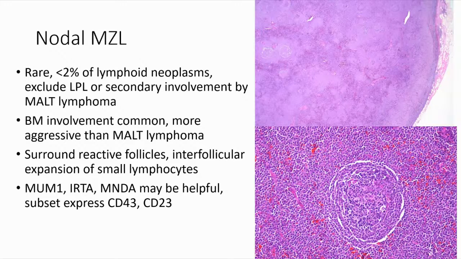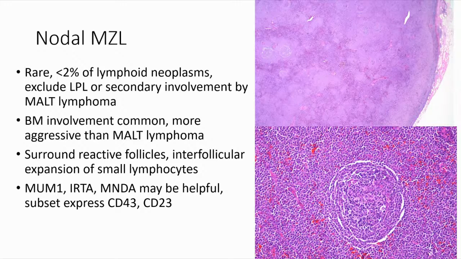And we see a little bit less of the monocytoid just around reactive follicles. You have an intrafollicular expansion of small lymphocytes. And this is where you could potentially get into the differential of a follicular lymphoma versus marginal zone. Some of these secondary markers like IRTA1 and MNDA may be helpful.